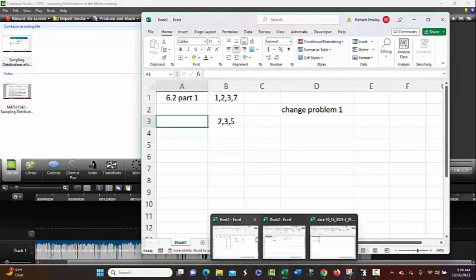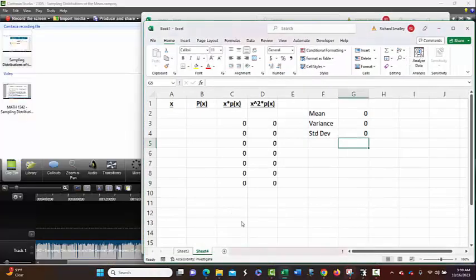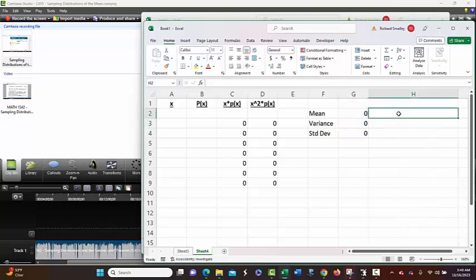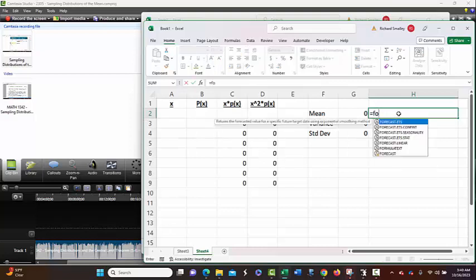I got too many files open. I don't know what's what here. All right, there it is. So I have an x, a px, I need an xpx, and an x squared px, because the mean will be the sum of the xpx, and the variance will be the sum of the x squared px's minus the mean squared. In fact, let me put these over here at least anyway, so you can see those formulas.